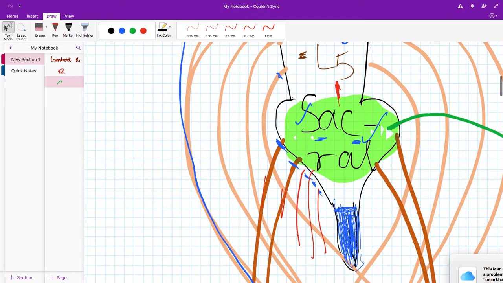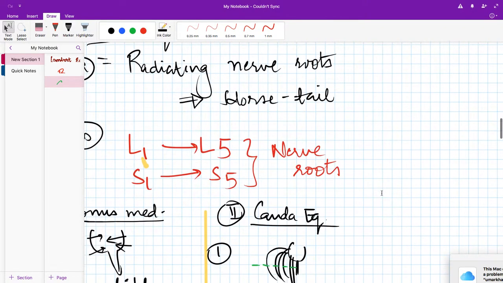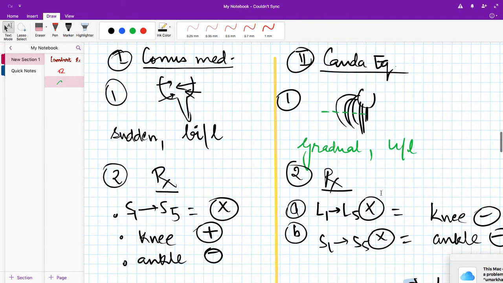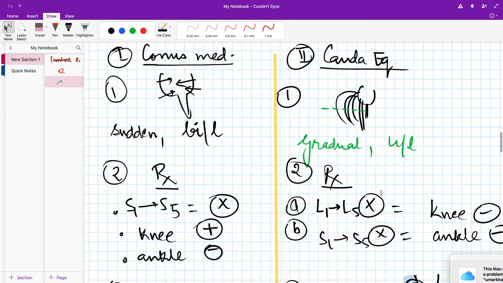See, this conus part has only the sacral nerve roots S1 to S5, whereas the cauda equina on this side and the cauda equina on this side have both the lumbar as well as sacral, L1 to L5 as well as S1 to S5 nerve roots, later continuing in the form of nerves. Now coming to the important differences between the two, conus medullaris and cauda equina.